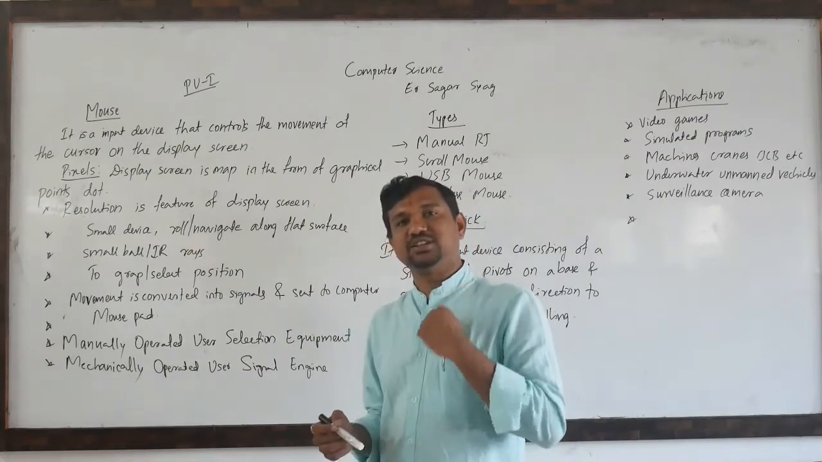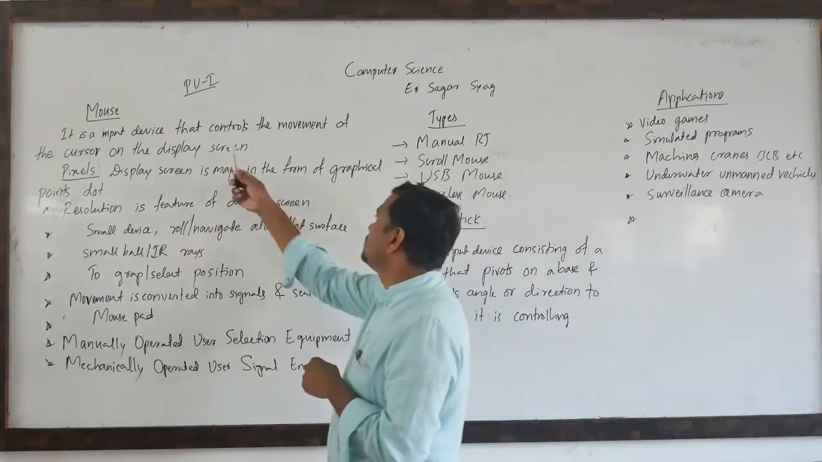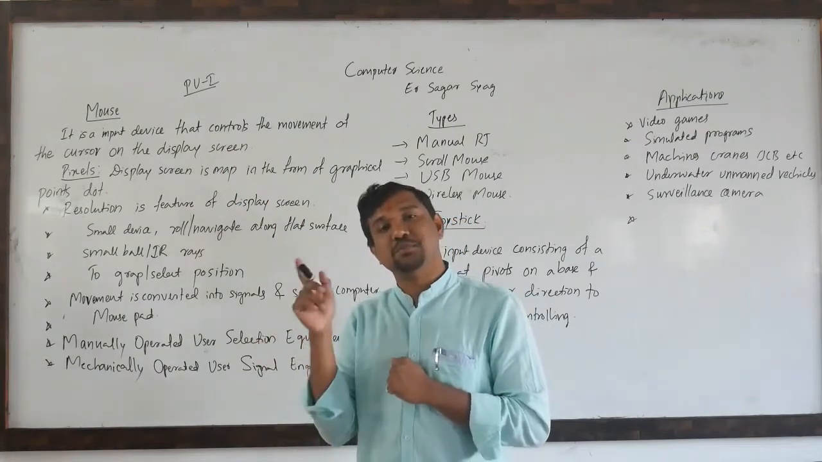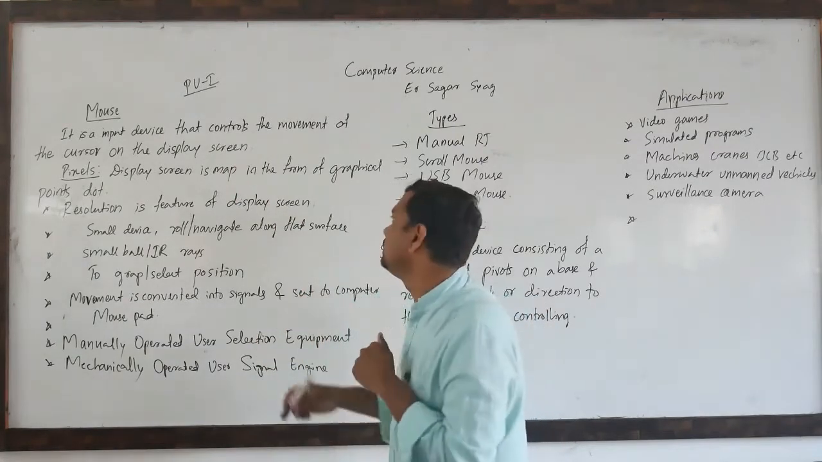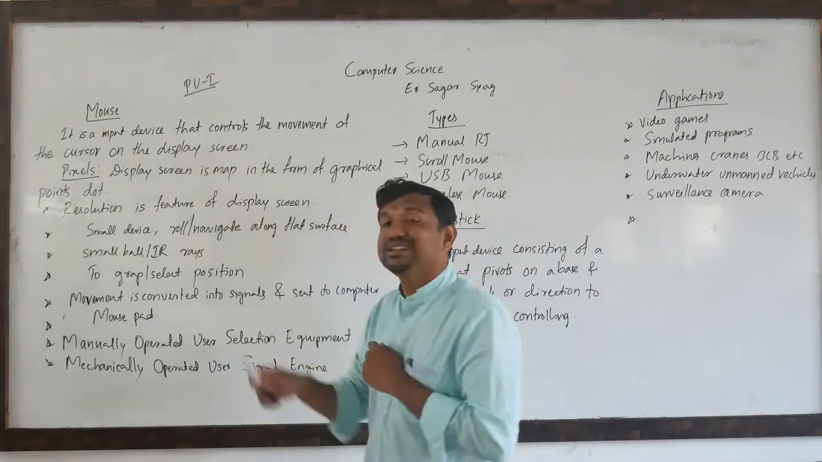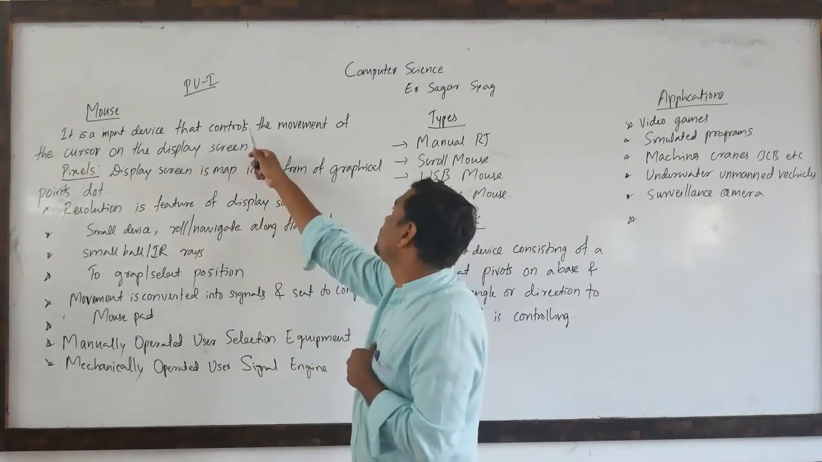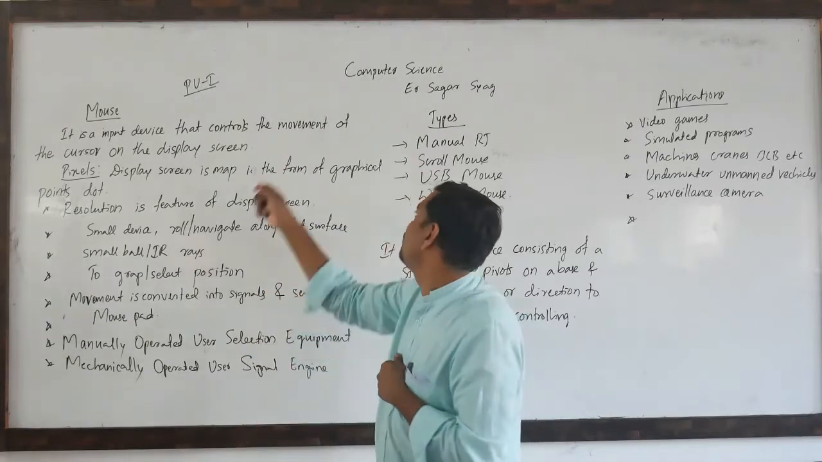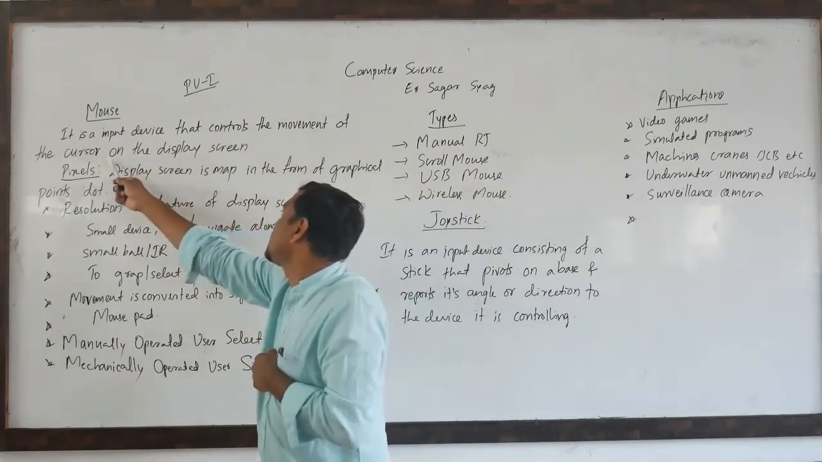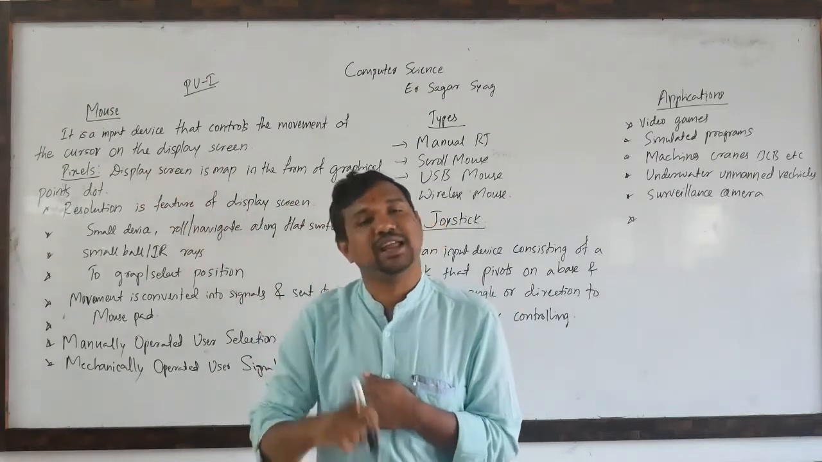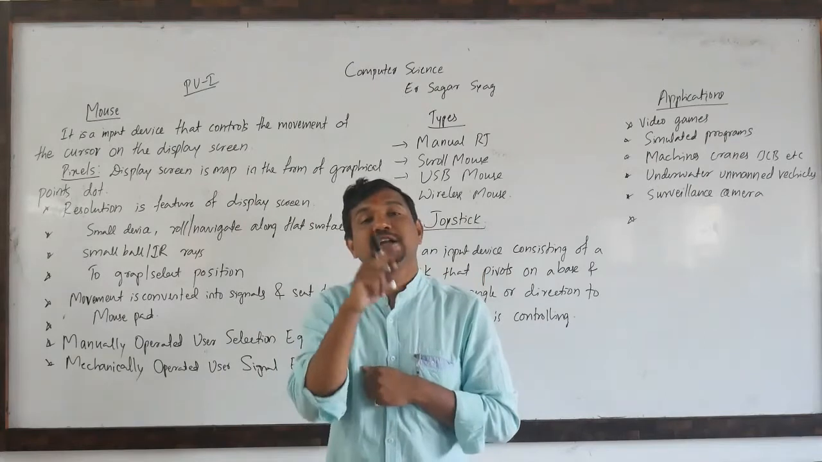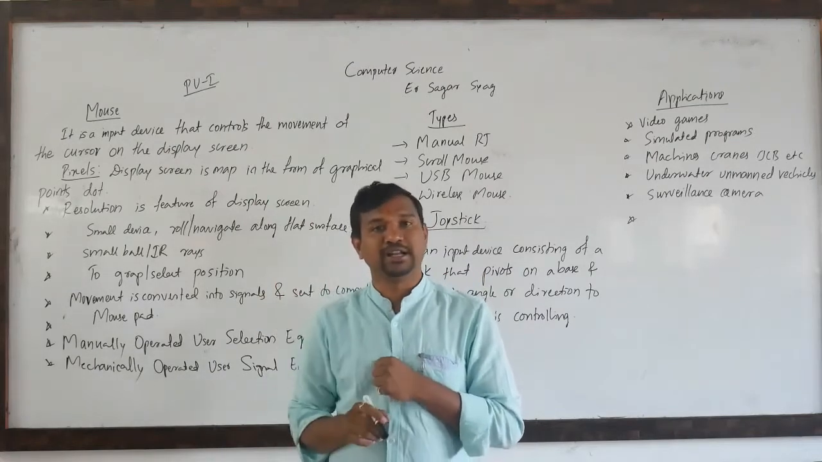What is the definition of mouse? Let us see. It is an input device. The keyboard is also an input device, the mouse is also an input device, right? It is an input device that controls the movement of the cursor on the display screen. So there is a cursor that is moving on the display or monitor.